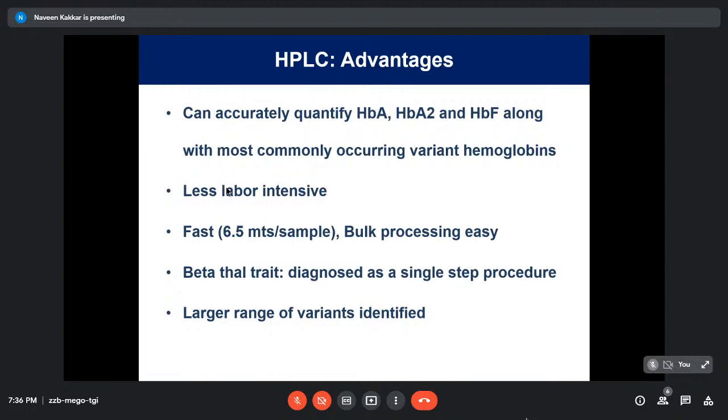As you'll see, the processing is pretty fast, 6.5 to 7 minutes per sample. You can do bulk processing. So in the bigger model of the Variant machine, you can actually put in 96 samples in one go, program it, go to sleep, come back tomorrow, and all your printouts will be ready. And we can diagnose beta thalassemia as a single step procedure. If you do electrophoresis, you'll have to cut the strips out, elute, calculate, and then get your A2 out. And here we get it right away. And along with the thalassemia diagnosis, you can also diagnose a larger range of variants quickly.